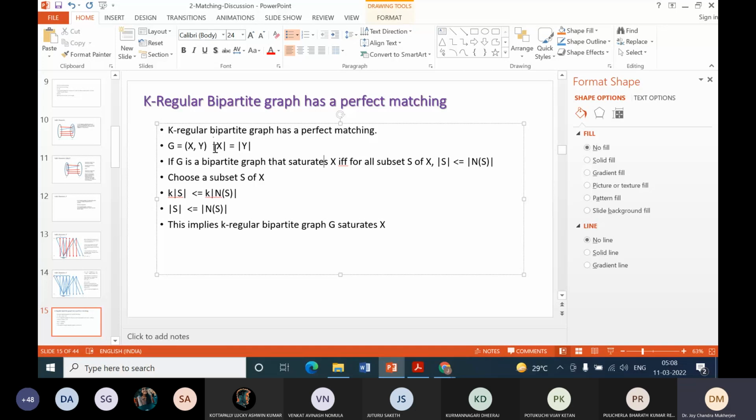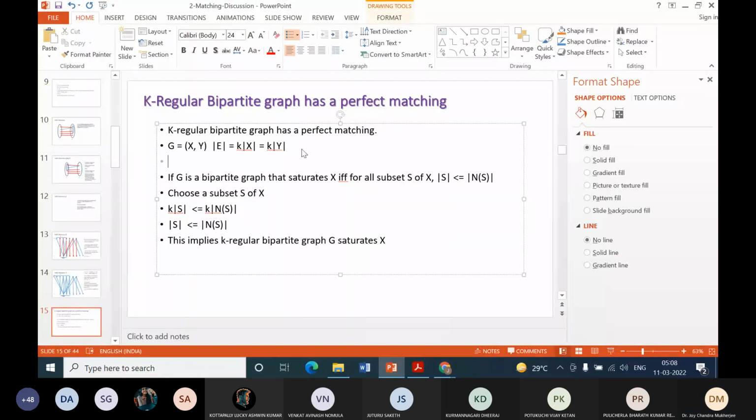Suppose it is a K regular bipartite graph having partite sets X and Y. Since it is K regular, we can write the number of edges in this graph equal to K into mod X. Also, we can write it in the other form equal to K into mod Y. So from here we can easily write mod X equal to mod Y.